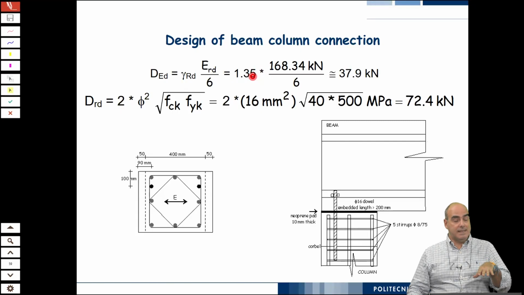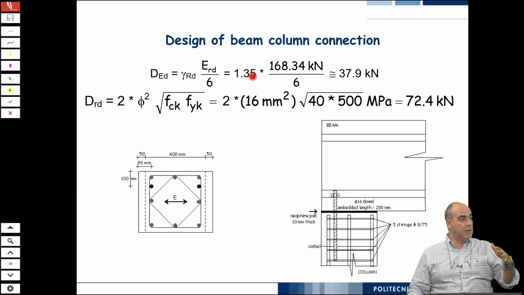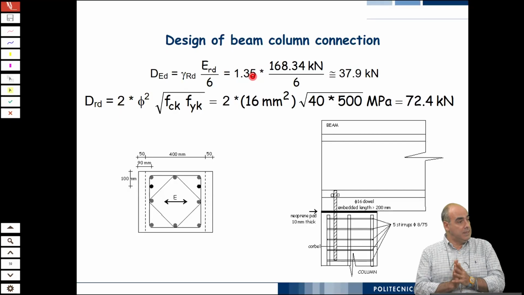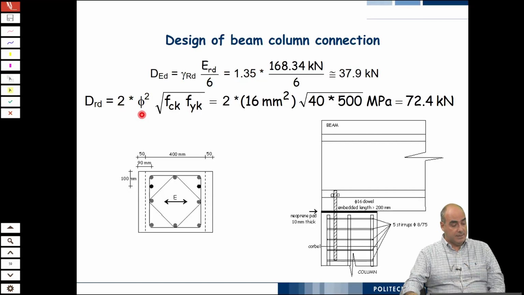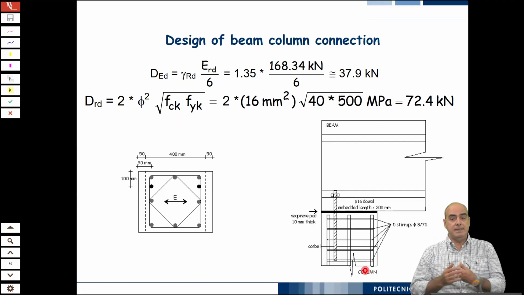That is not strictly necessary because our connection is on the top of the column. It's far from the critical region. So here you can also accept a more moderate overdesign, 1.1, 1.2 maximum. But this is just to show you that with two 16-millimeter bars, this formula here is what comes out, as I said yesterday. We used the model by Vintzeleou and Tassios for dowels, because this is a dowel.